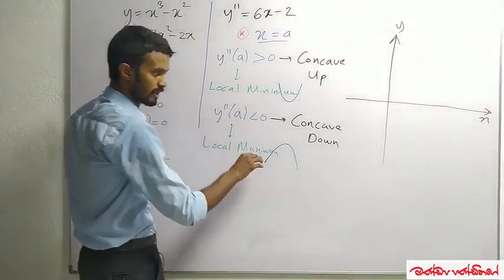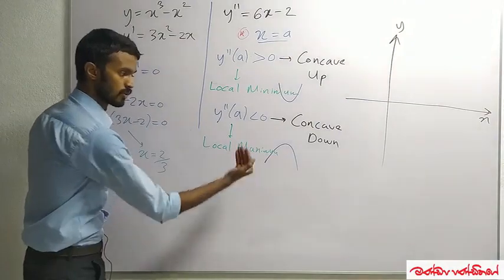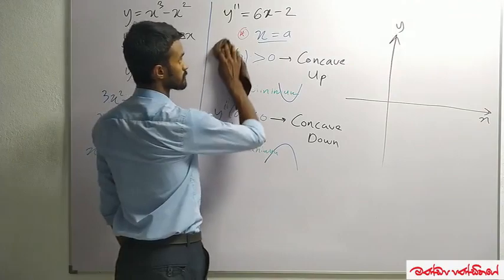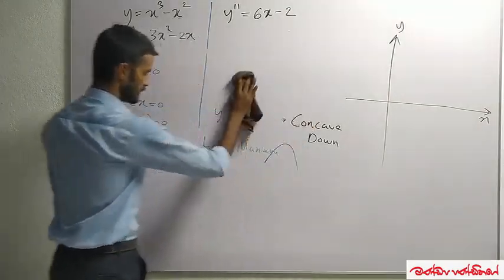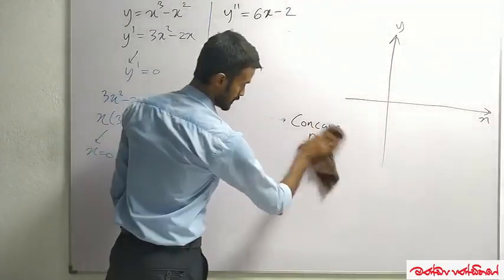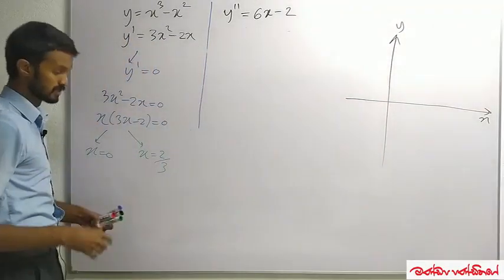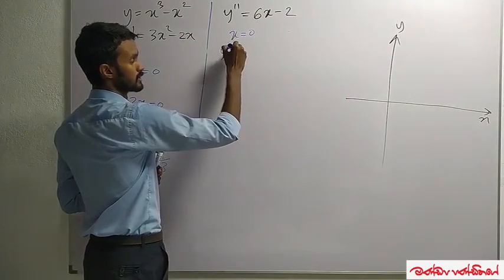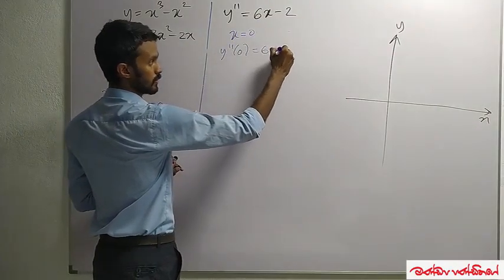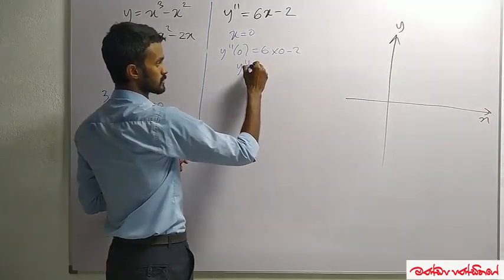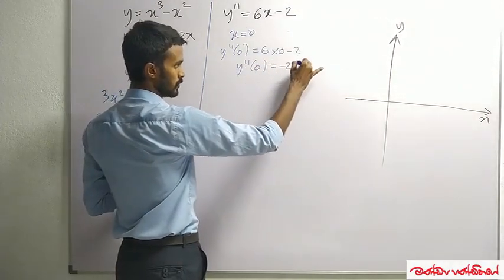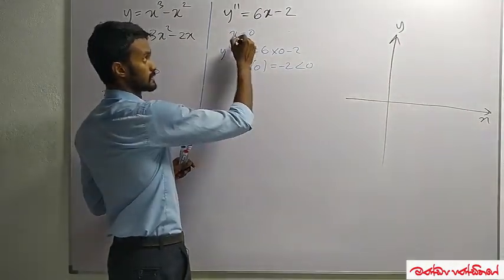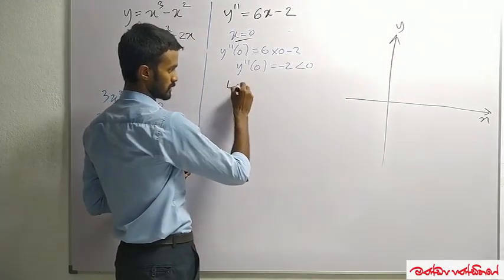If it is less than 0, we have a shape of concave down, which means it's a local maximum. So now I'm going to use this to find whether these turning points are local minimums or local maximums. I'm starting with x equals 0. I get y double dash 0 is equal to 6 into 0 minus 2, which is minus 2, less than 0, which means at x equals 0, we get a local maximum.